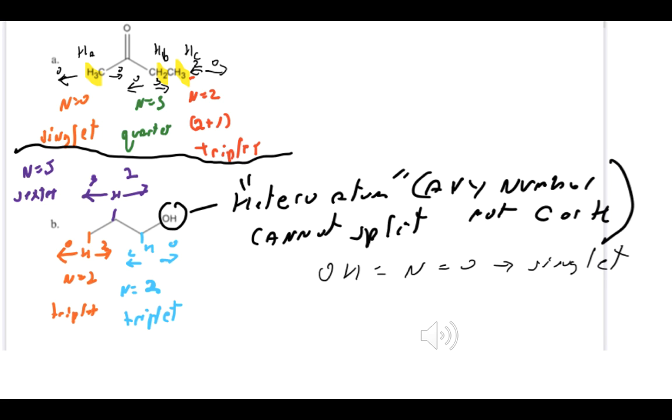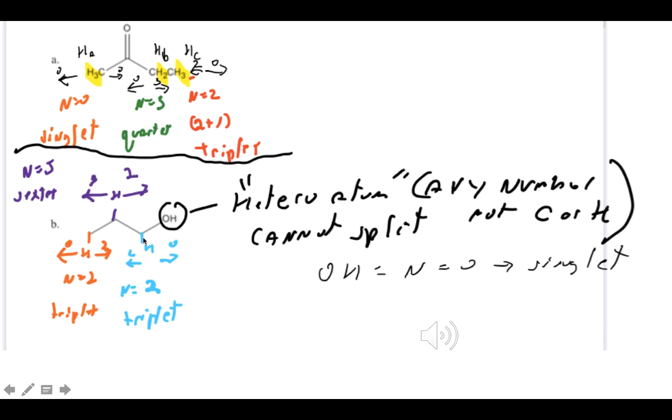If we look at this molecule, we have hydrogens 1, 2, 3, 4, and they're all different colors. For the first hydrogen, n would equal 2, because this would be CH2, so this would be a triplet. For this hydrogen, n would be equal to what? I'm sorry, n would be equal to 3 plus 2, which means n is equal to 5. 5 plus 1 is 6. This would be a sextet.